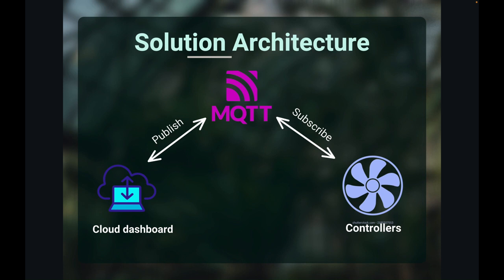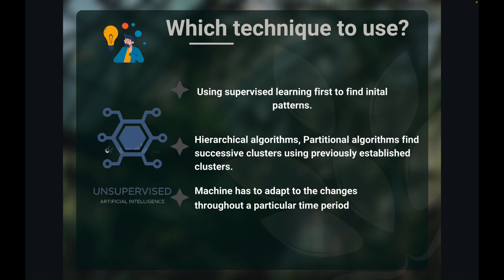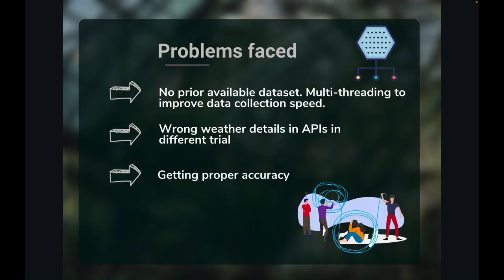When we move to the solution architecture, our architecture uses MQTT, which is subscribed to by the controllers, and the messages needed for the topics will be published by the cloud dashboard. The cloud dashboard takes input data from the weather conditions of the greenhouse and automatically controls the controllers. In terms of machine learning, we used supervised learning first to find the initial patterns, and then we used hierarchical and clustering algorithms to find the different types of clusters throughout our data, and our machine has to adapt to our data and weather conditions throughout the year.